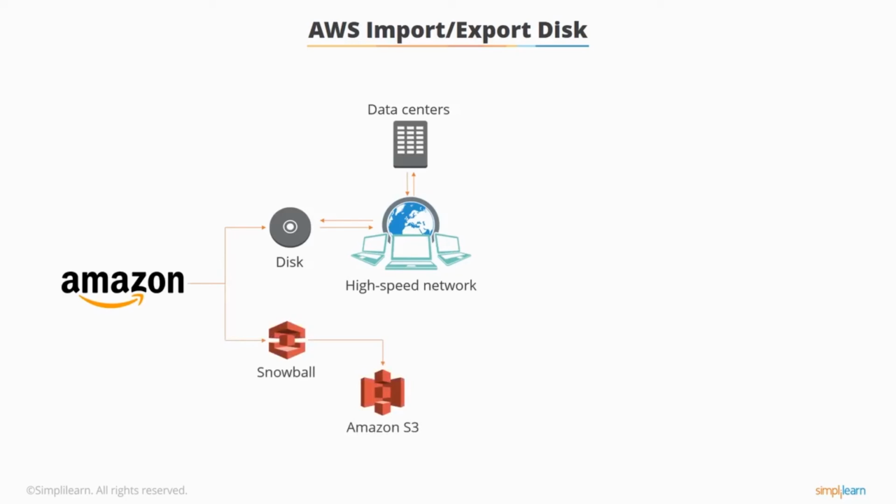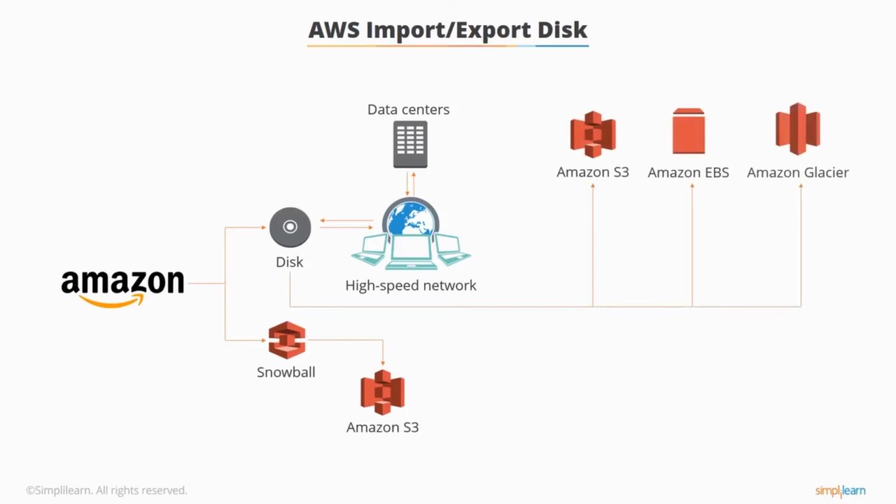Unlike Snowball, which currently supports importing data only to Amazon S3, Disk provides you the option to import data to Amazon S3, Amazon EBS, and Amazon Glacier. In addition to this, it supports exporting data from Amazon S3 to your on-premise data centers.